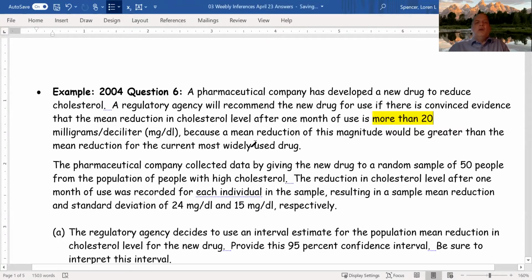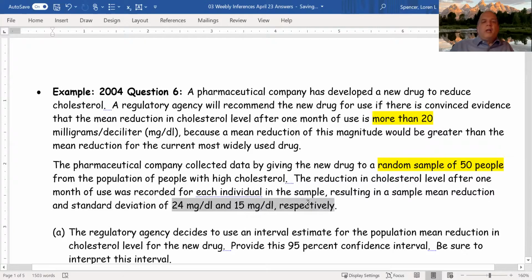All right, because a mean reduction of this magnitude would be greater than the mean reduction of the current most widely used drug. The pharmaceutical company collected data by giving the new drug to a random sample, I like that phrase, of 50 people, I like that too, from the population of people with high cholesterol. The reduction in cholesterol level after 1 month of use was recorded for each individual in the sample, resulting in a sample mean reduction of 24 and a standard deviation of 15 respectively.